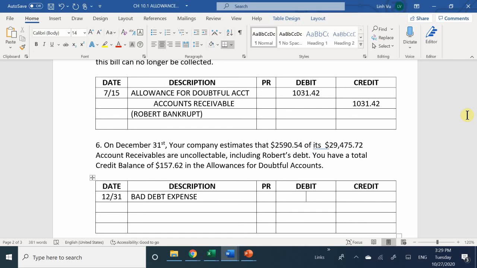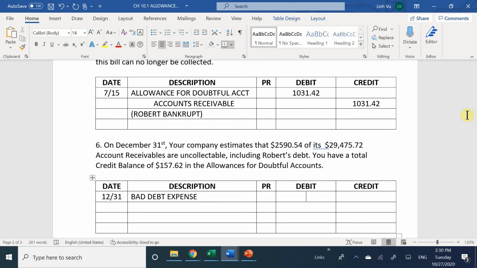So it's the 29,475.72. That's your grand total amount of accounts receivable that you have outstanding. So the 2,590.54 is what you're not going to be able to collect. Oh, okay. So that's the estimated amount. Okay, gotcha. So that's going to be in the debit column, that right there? No, not yet. Okay, not yet.